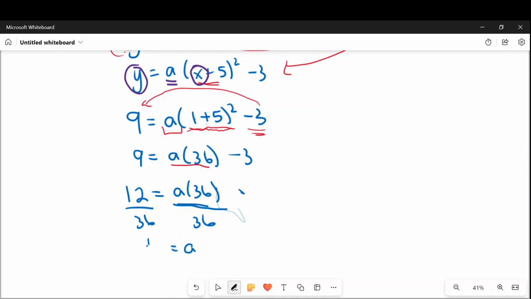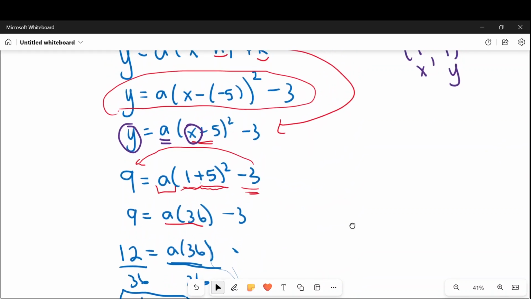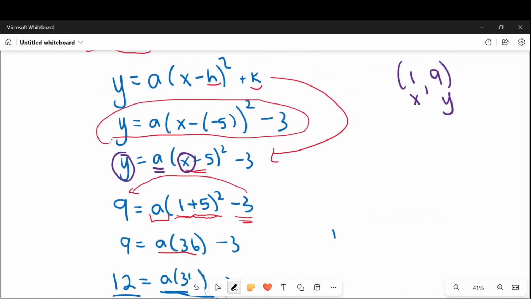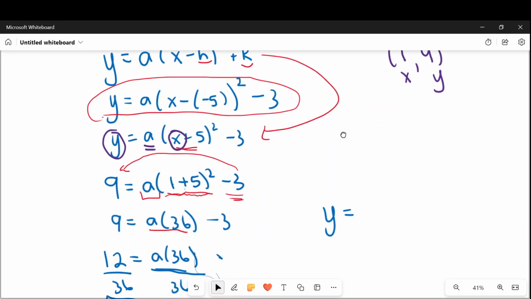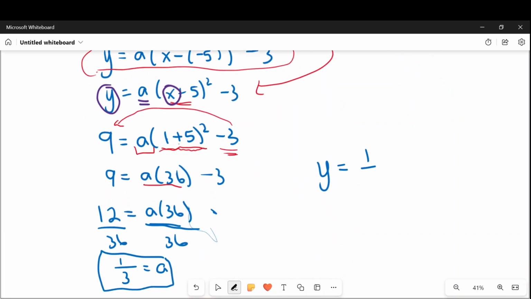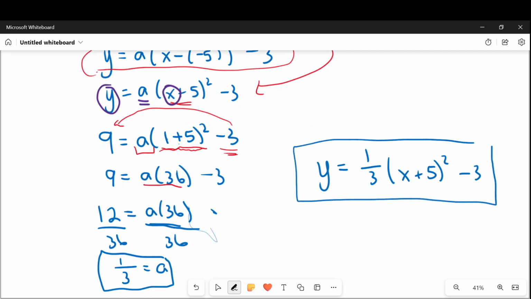So I want, as much as possible, you to work in fractions. So I reduce 12 over 36 to 1 over 3. That's my a value. So I can now write the equation in vertex form. So y equals, so the a value we just calculated was 1/3. And then we had (x plus 5) squared minus 3. Now I need to translate this or convert this into standard form.